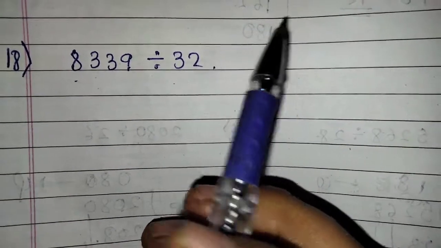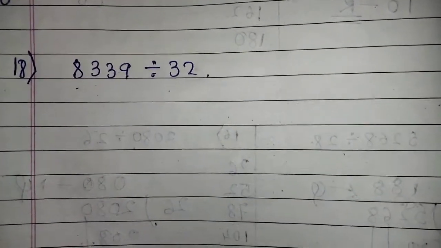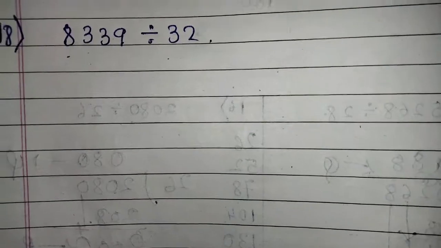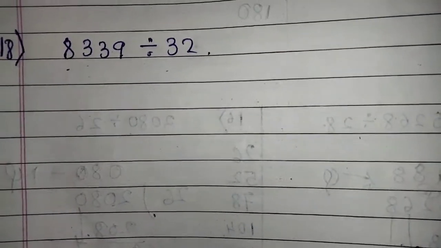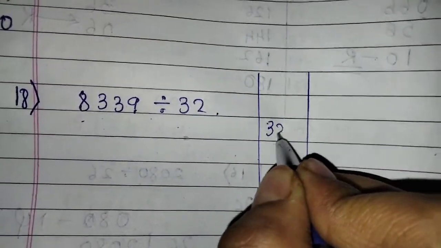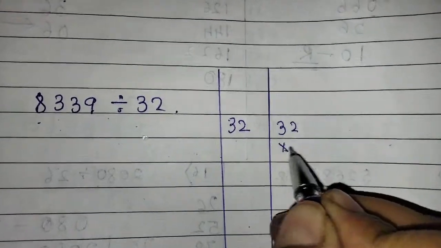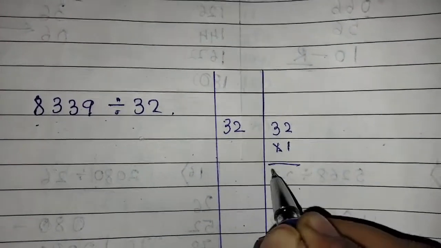8339 divided by 32. Now, 32 ones are 32, we don't know the rest. That's why we have to create the 32 table first. So children, let us create the table. You can create the table here: 32 ones are 32. 32 into 1, 32 ones are 32.